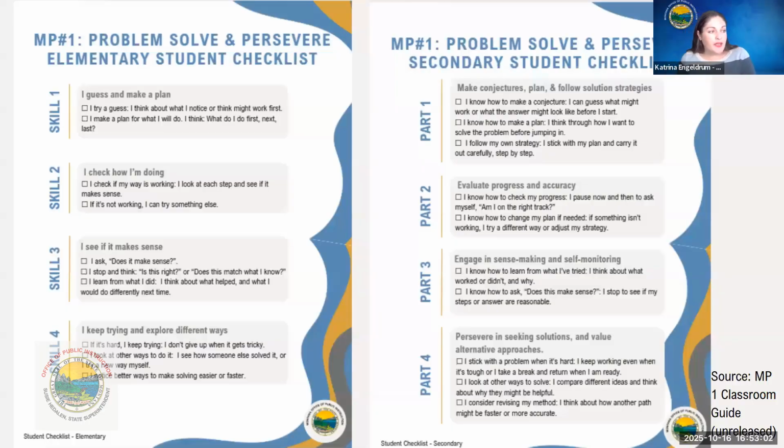Another example is a self-assessment strategy. This is a resource that we're making but hasn't been released yet. This is one where you'll see elementary student language on the left, secondary student language on the right. Maybe this just looks like students running through and saying, hey, I know how to try a guess. I know how to make a plan. For those secondary students, it might be, I know how to make a conjecture, right? So we've elevated the language appropriately for those older kiddos.